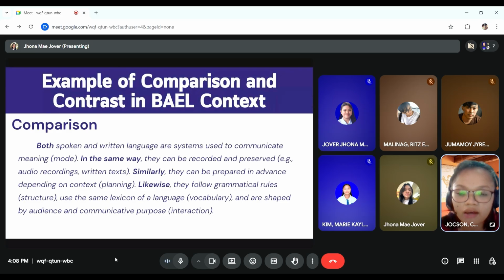Okay, so we have here an example. This is just a written out paragraph for how comparison and contrast happens when we are trying to create a paragraph. So I'll read. So both spoken and written language are systems used to communicate meaning. Okay, in the same way, they can be recorded and preserved. Similarly, they can be prepared in advance depending on context. Likewise, they follow grammatical rules, use the same lexicon of a language, and are shaped by audience and communicative purpose.